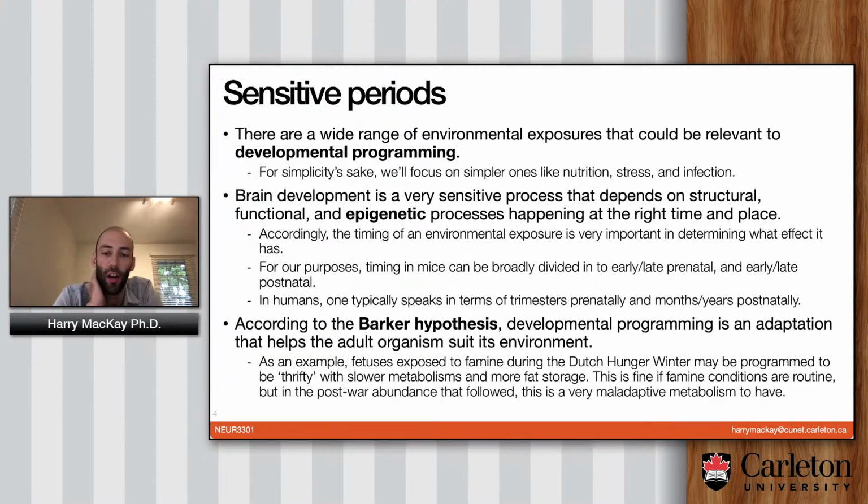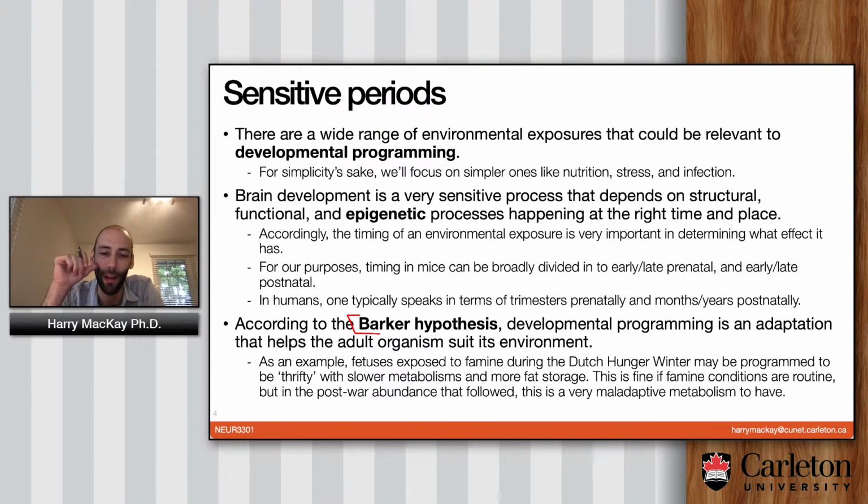In humans, of course, we talk of trimesters when you're looking at prenatal humans, and months or years postnatally. So you can distinguish between effects that happen during the first trimester versus effects that happen within the third trimester and so forth. And this was all kind of enunciated by this thing called the Barker hypothesis. There was a scientist named Barker who came up with this.